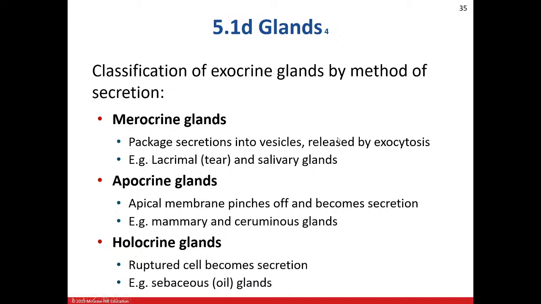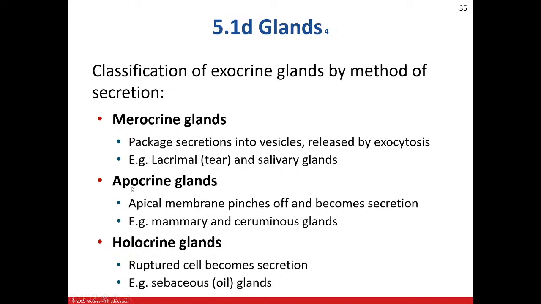And the merocrine glands package their secretion into vesicles that are released by exocytosis. Basically, their secretion is going to be bundled up in a membrane-bound sac. That sac comes up and it fuses with the membrane of the cell, and then the contents of that sac get dumped out outside of the cell into an acinus or duct. And so the examples here are the lacrimal glands, which are the tear glands, and the salivary glands.